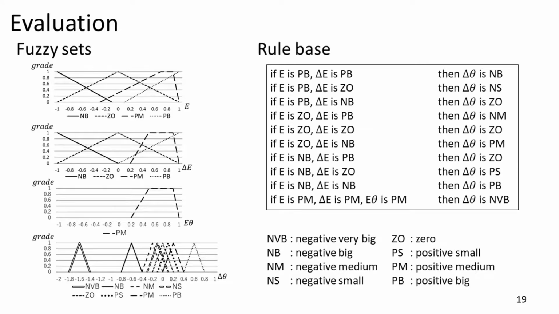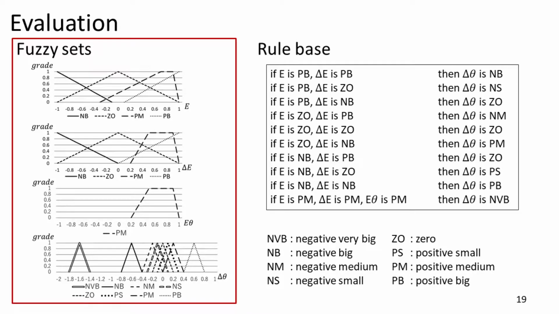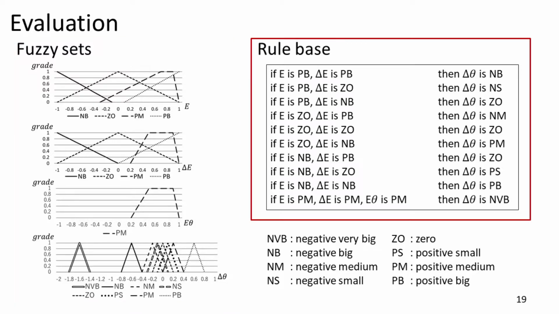Fuzzy set and rule base used in this evaluation are shown in this slide. The left side of this slide shows fuzzy set. E, delta E, E theta, and delta theta have 4 fuzzy set, 4 fuzzy set, 1 fuzzy set, and 8 fuzzy set, respectively. The right side of this slide shows rule base. This fuzzy inference has these 10 rules.